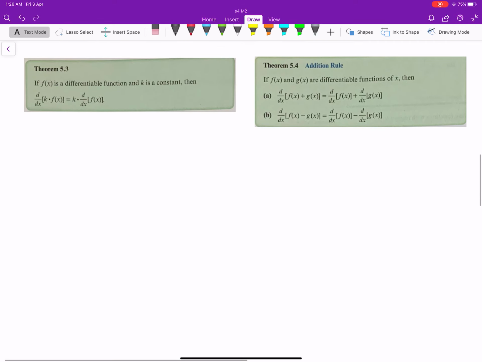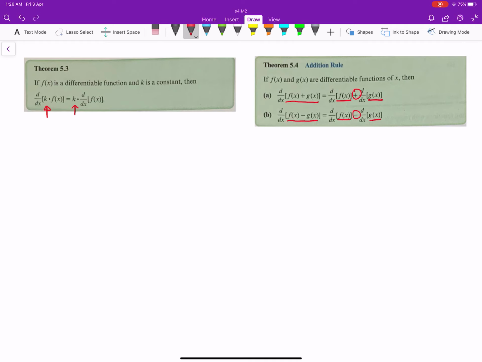So now we get another 2. Theorem 5.3 means if you differentiate a function that has a constant k, you can imagine k is not related to x, so you can take it outside the differentiation, then you can do it. And for theorem 5.4, the addition rule, you differentiate the whole, and then you can differentiate each one and add them afterwards. Similarly for the minus.